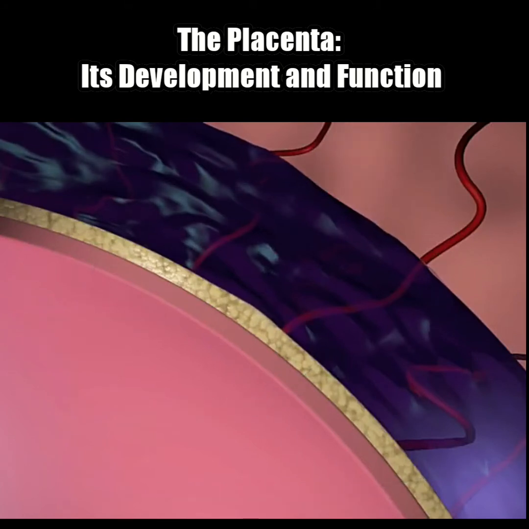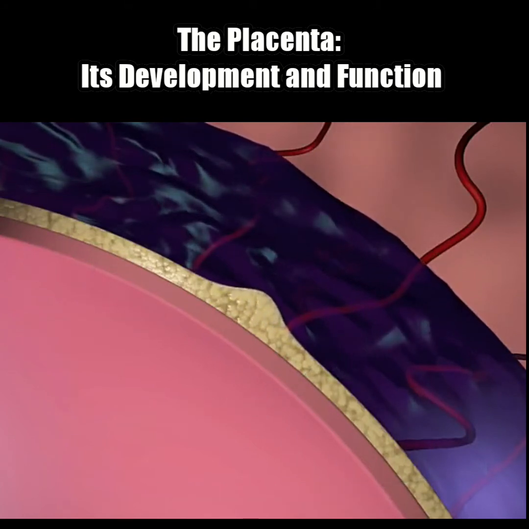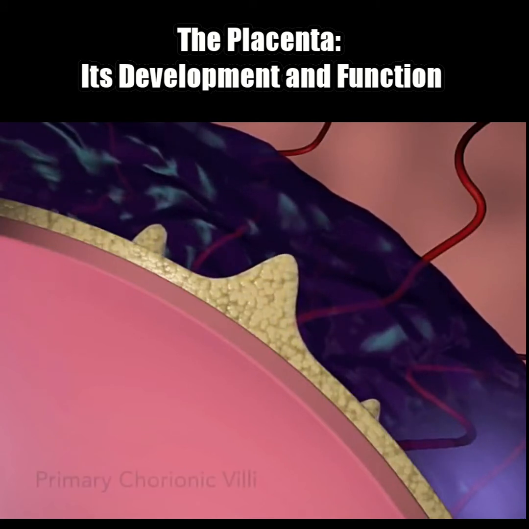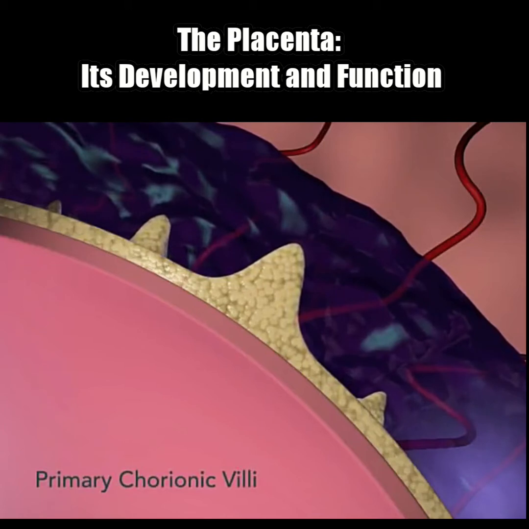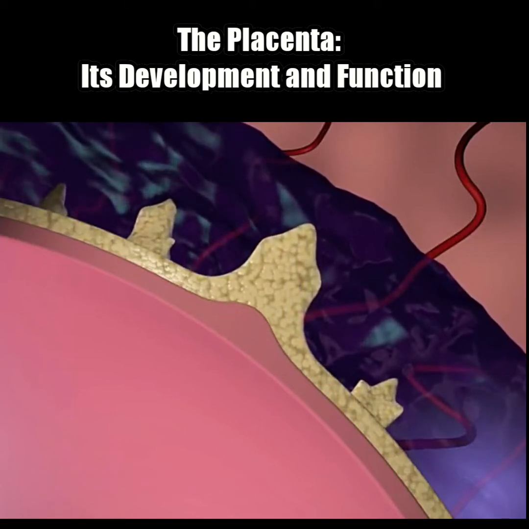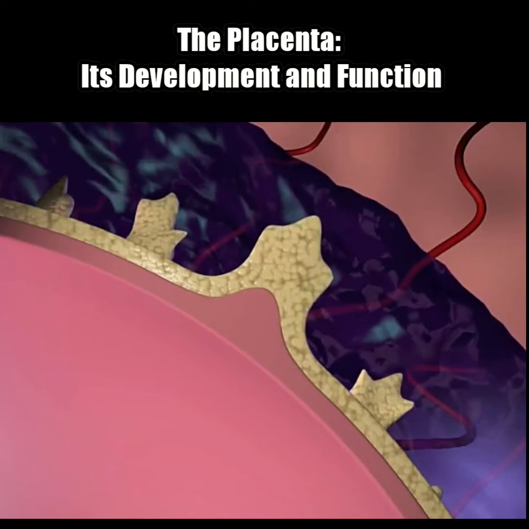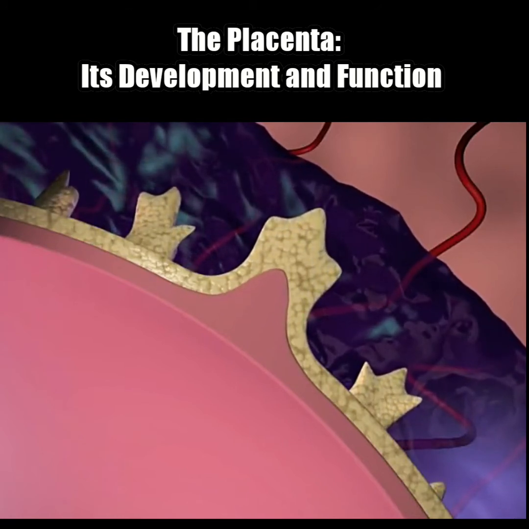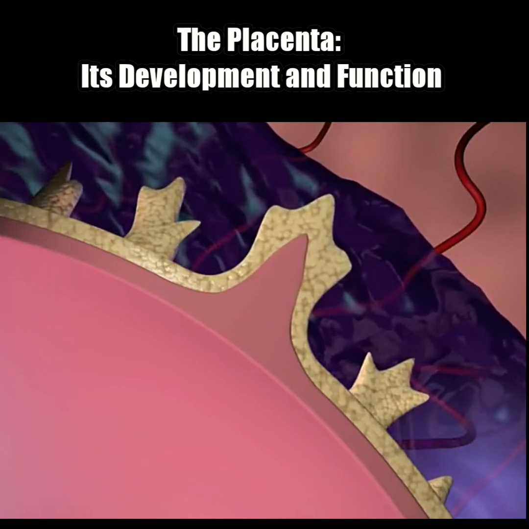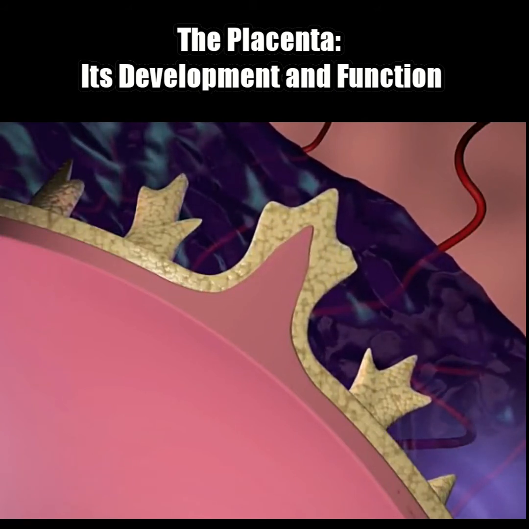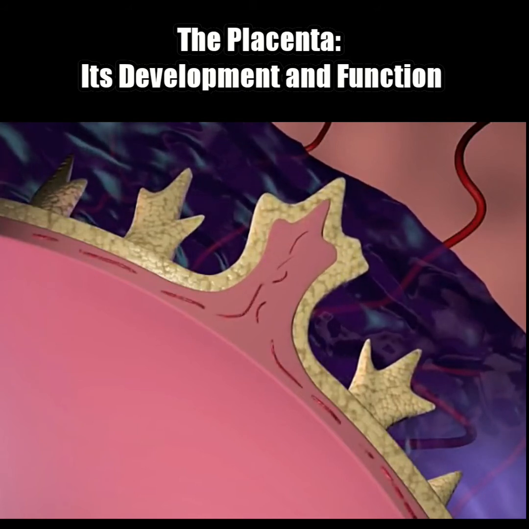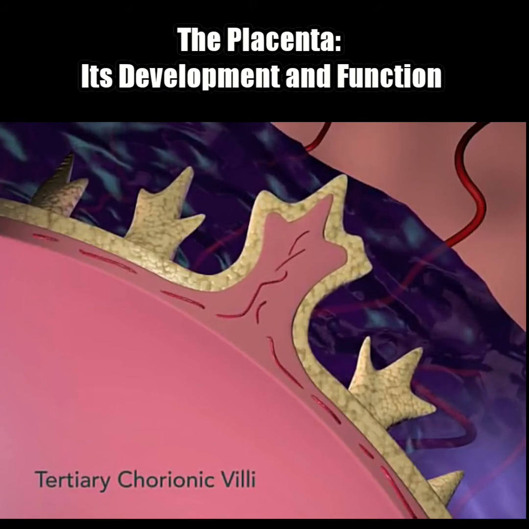Toward the end of the second week, small projections of the cytotrophoblast begin to expand into the syncytiotrophoblast, forming primary chorionic villi. Early in the third week, extra-embryonic mesoderm grows into these villi, forming a core of loose connective tissue, at which point the structures are known as secondary chorionic villi. By the end of the third week, embryonic blood vessels have begun to form in the extra-embryonic mesoderm of the secondary chorionic villi, transforming them into tertiary chorionic villi.